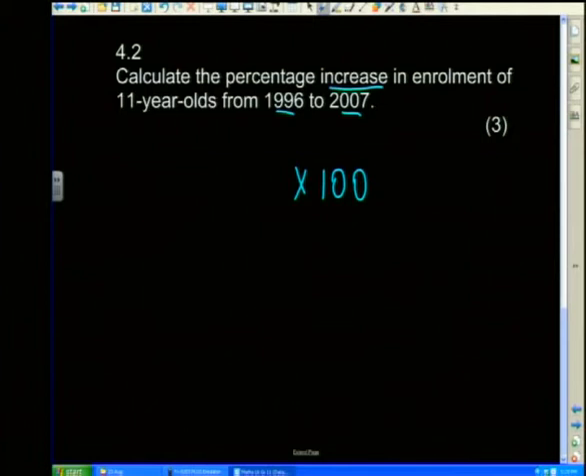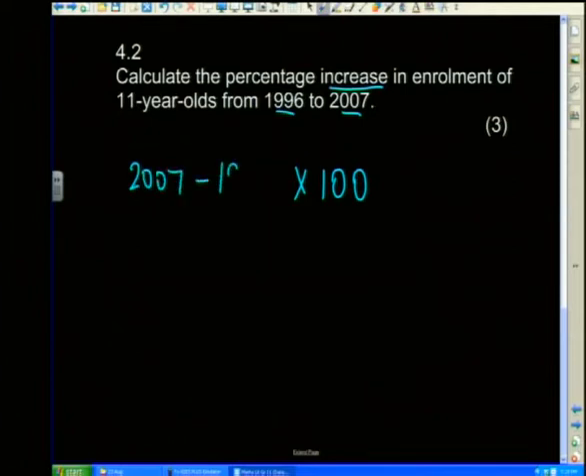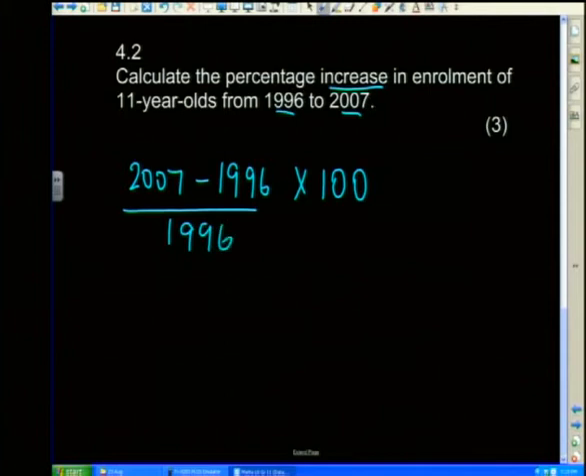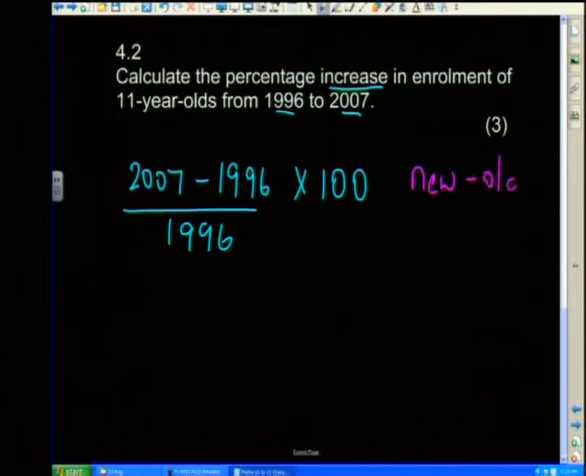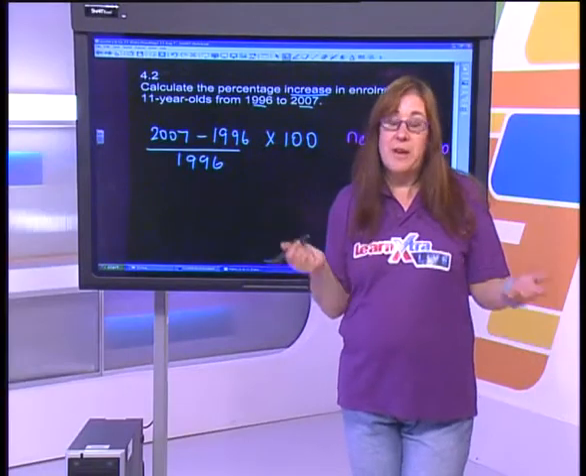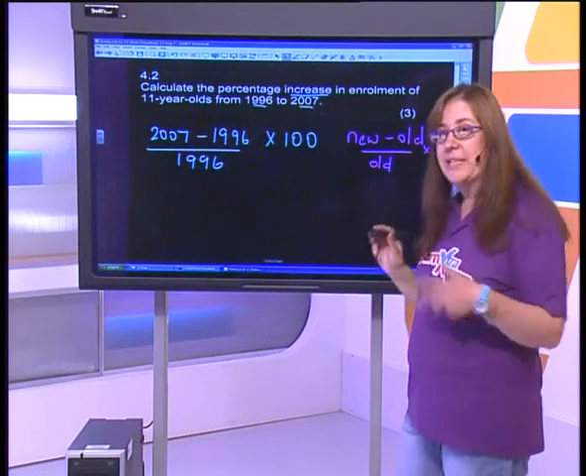We're going to take our new value, that's our 2007 value, minus our initial value, and divide that by our initial value. I always tell my kids it's new minus old divided by old and times by 100. That's the formula I like to teach my kids, okay? And it's quite easy to remember.